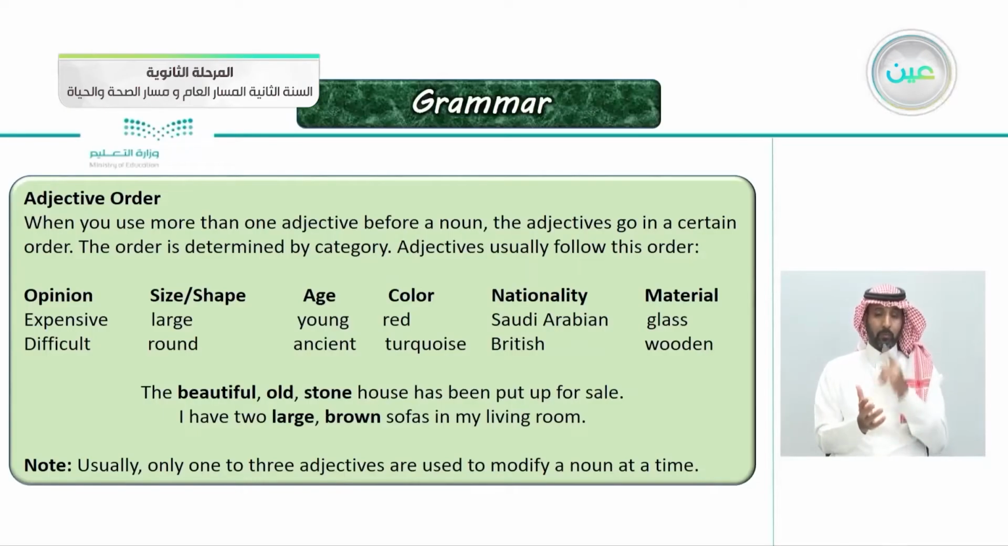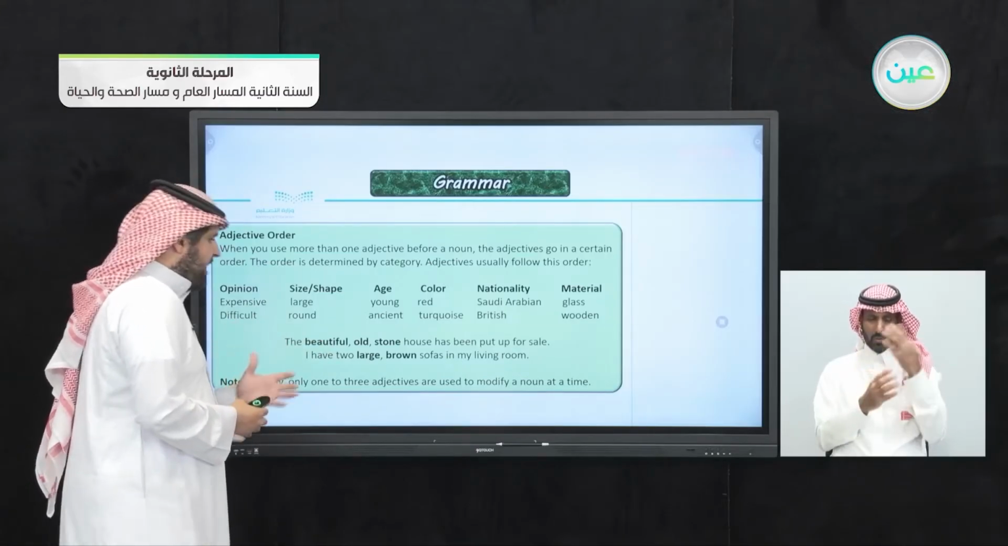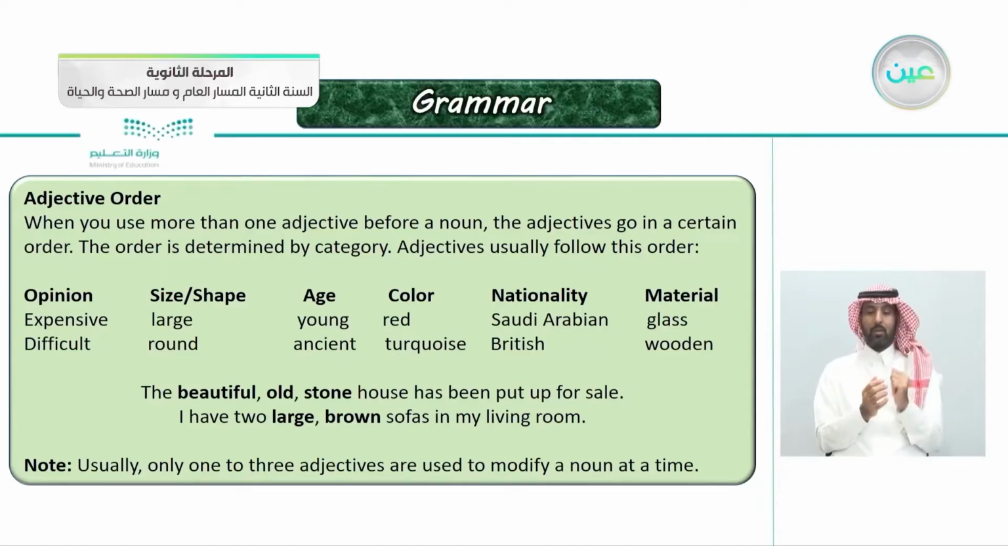Again, when you use more than one adjective before a noun, the adjectives go in a certain order. The order is determined by category. Adjectives usually follow this order: opinion, size or shape, age, color, nationality, and material. For example, the opinion here, expensive or difficult. So you're giving here your own opinion. Size or shape, large or round. Age, young or ancient. Color, red or turquoise. Nationality, Saudi Arabian, British. Material, glass or wooden.